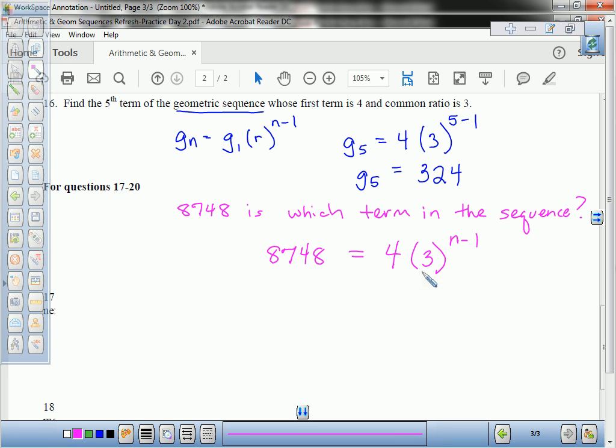And this problem right here is why we do this in the log unit. This is the only reason why this comes in the log unit. So to solve this, you would have to divide by 4 first. And we get 2,178 equals 3 to the n minus 1. And we want to solve for an exponent. So we have to take a log.